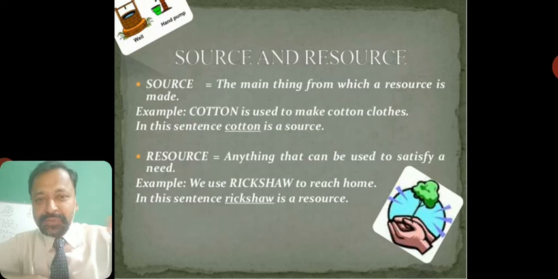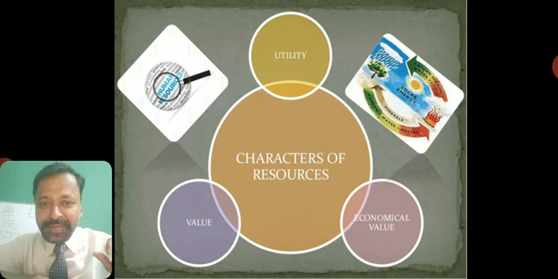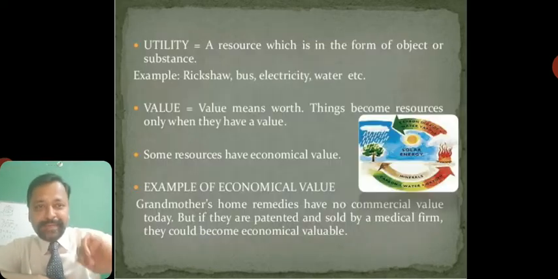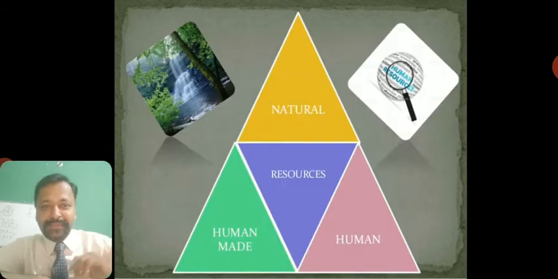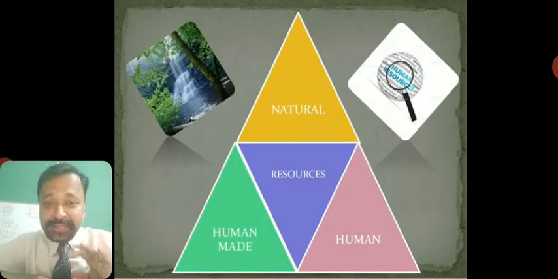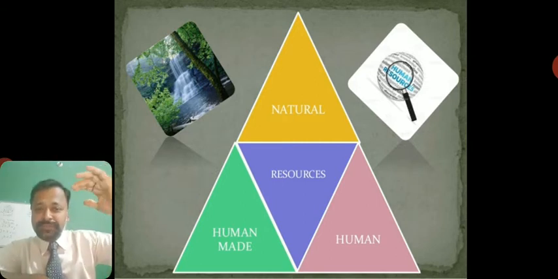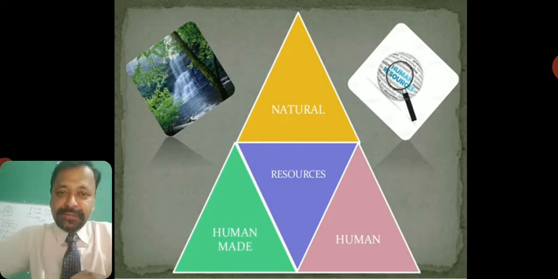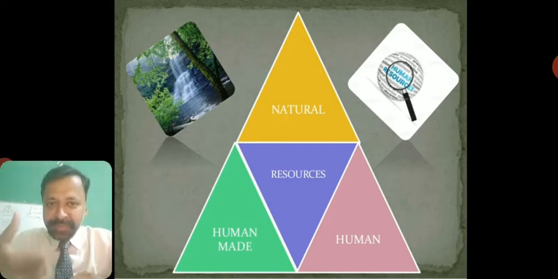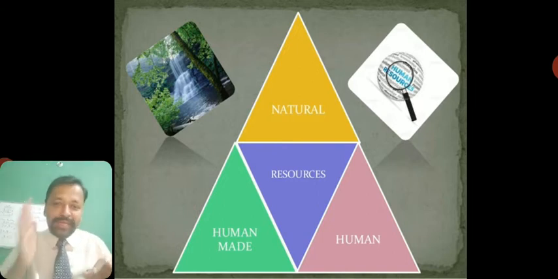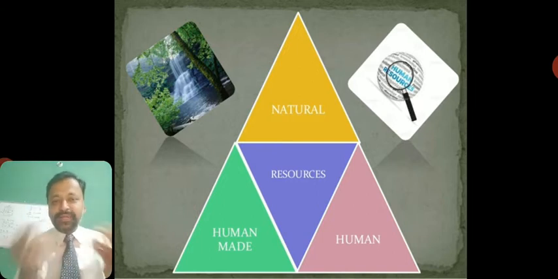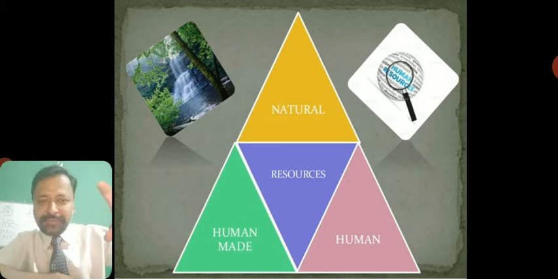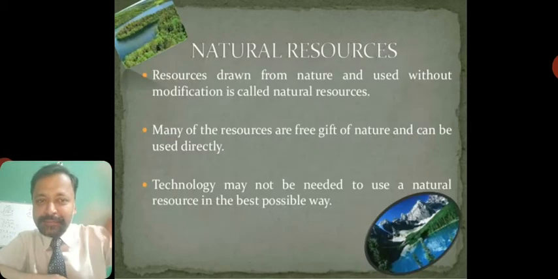Then we had seen characteristics, that is utility, value and economic value. Then we had seen what is utility, what is value. Then we had seen the types. We have classified the resources: natural resources, which we get from nature; human-made resources, which humans make; and human resources, any human who satisfies our need. Fine, we have gone through all this in our previous video.